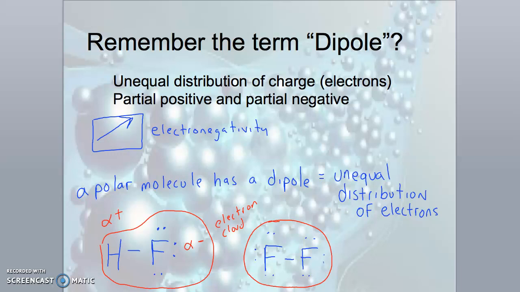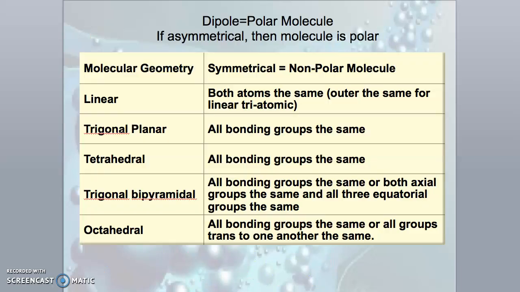Now F2, just plain fluorine, over to the right, you can see has a symmetrical electron cloud, and we would say that's a non-polar molecule, so it has a pretty equal distribution of the electrons.